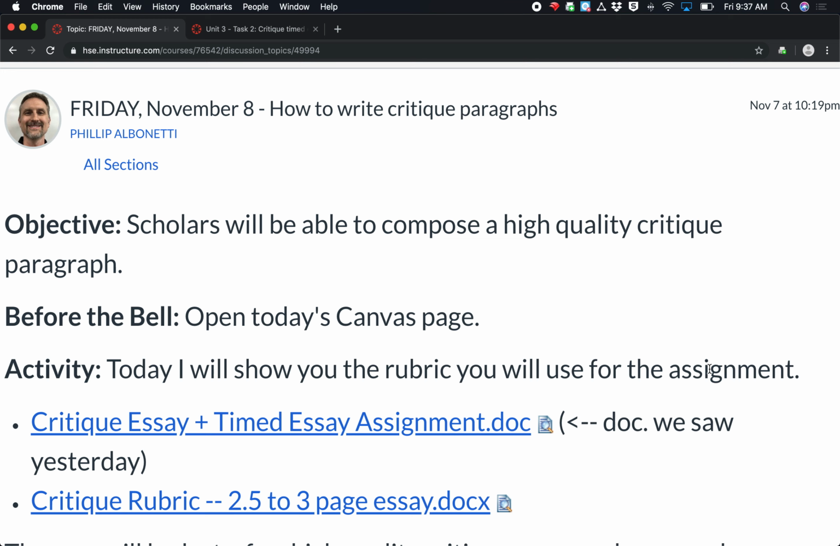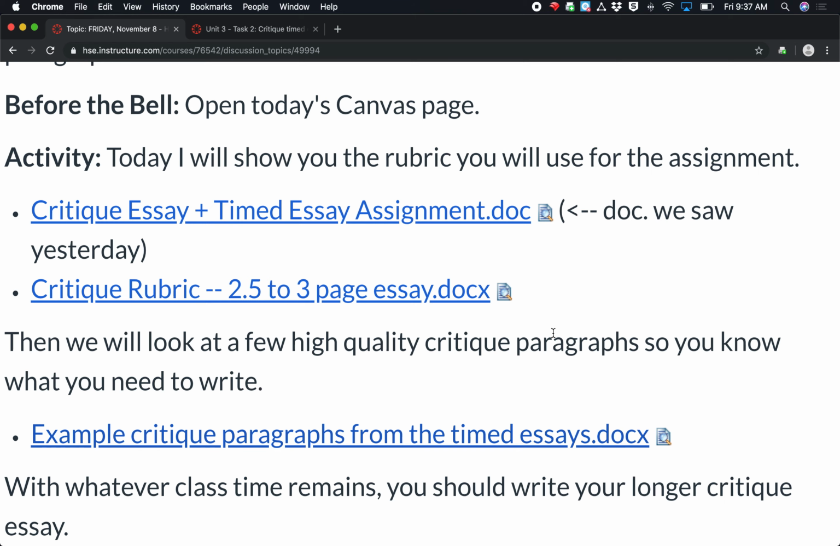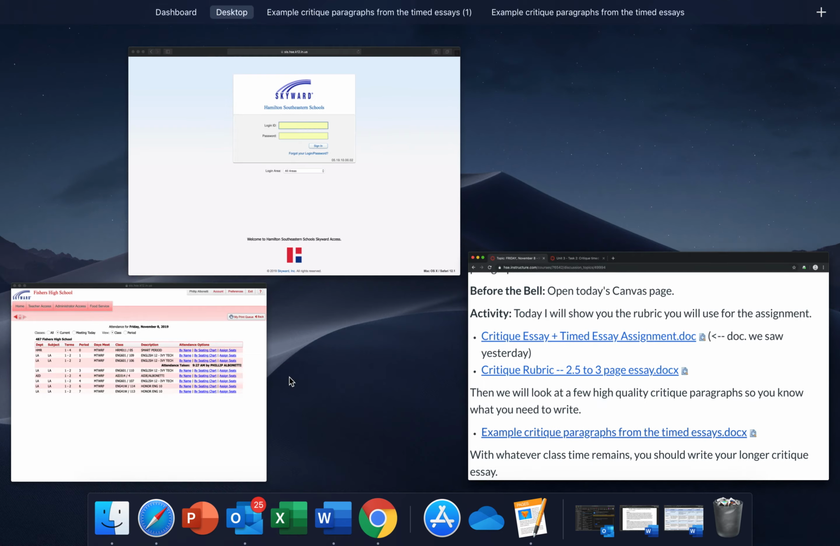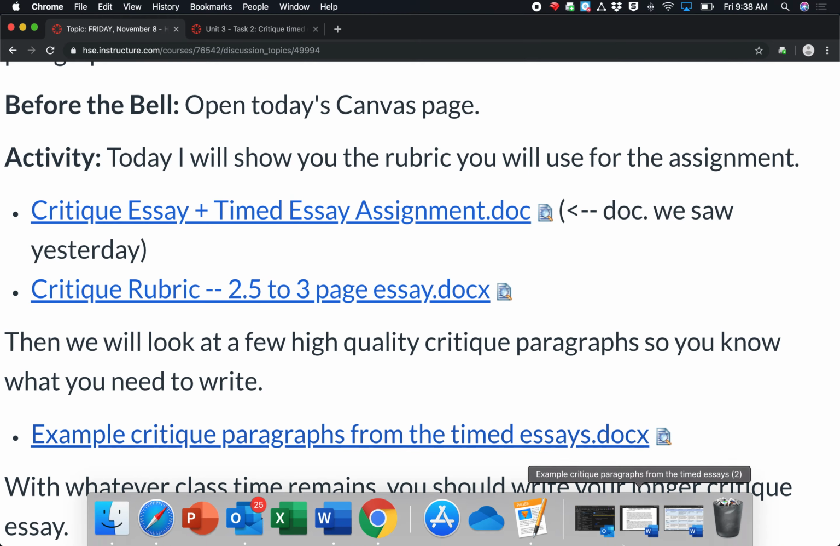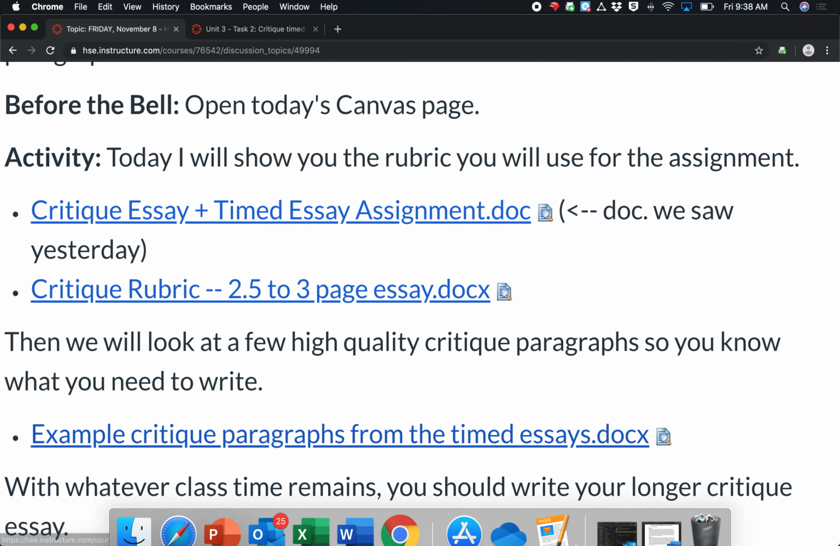So today I'm going to talk at you for about 15 minutes, explain the rubric that I will use rather, and then show you some quality critique paragraphs. So first, let's go to the rubric. It's this link here in Canvas.